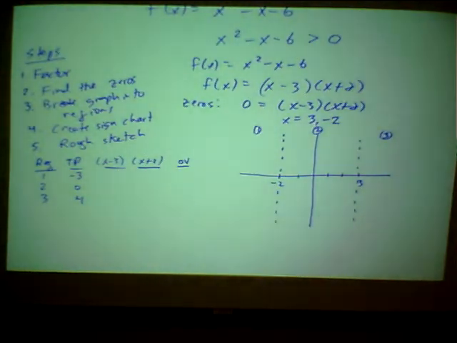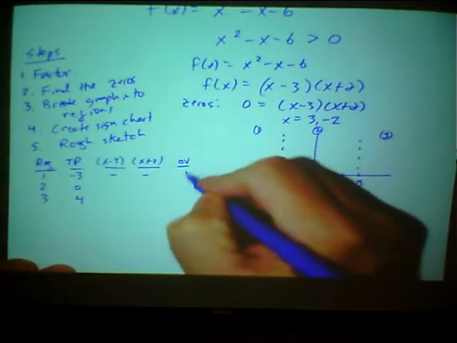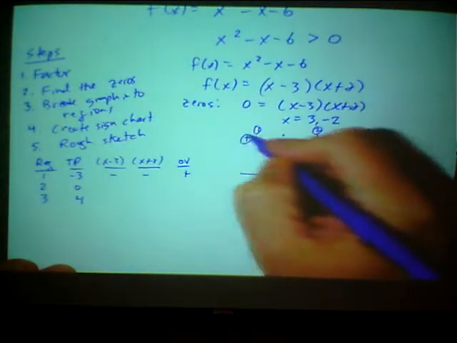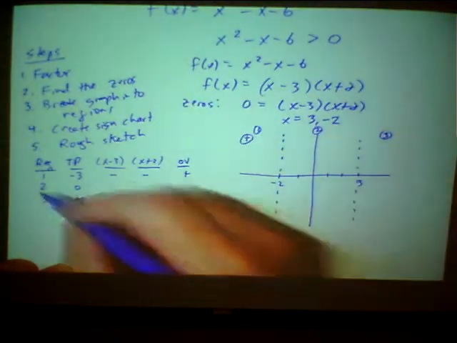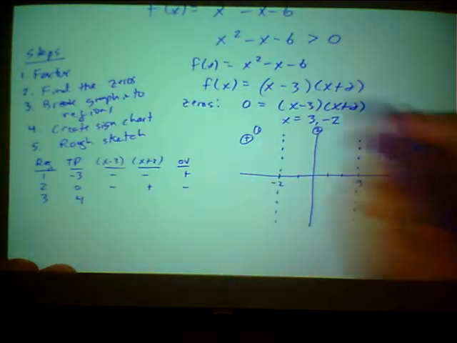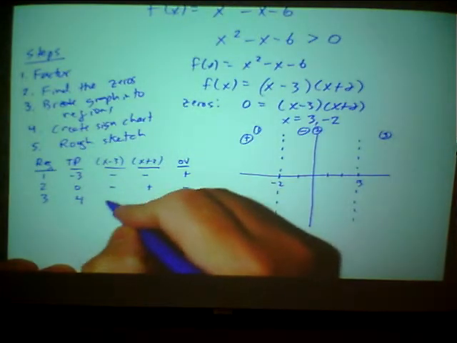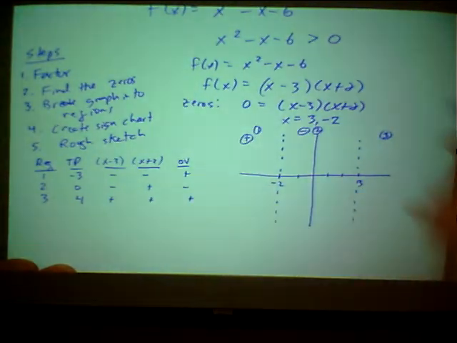And now I simply figure out the signs for each of the factors. For region 1, this will be minus, minus, so overall plus. Region 1, it's going to be positive. Region 2, for a value of 0, negative, positive. So region 2, it's going to be negative. Region 3, it's positive, positive. Region 3 is positive.